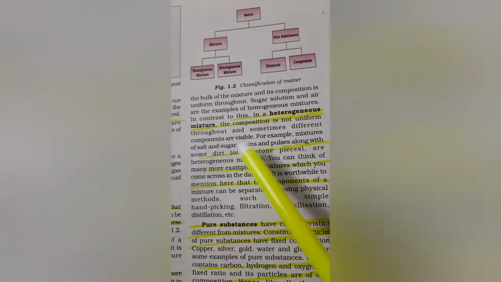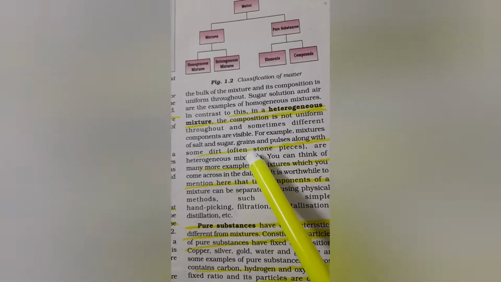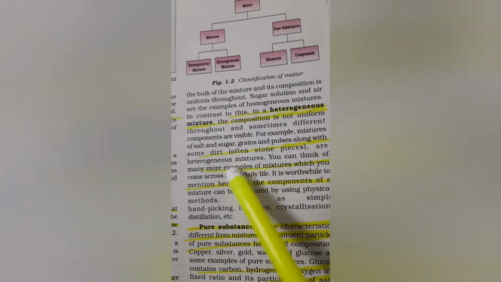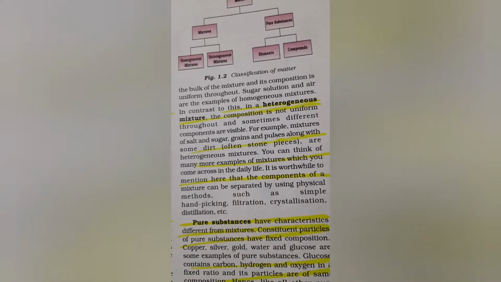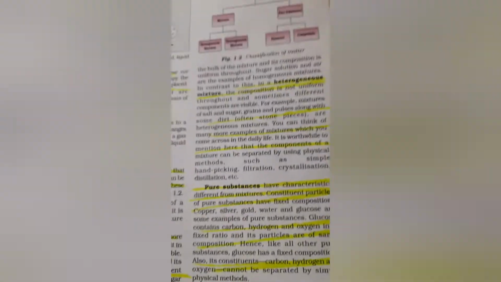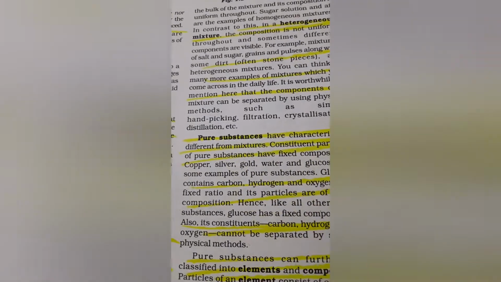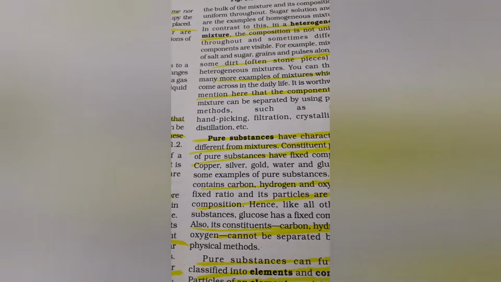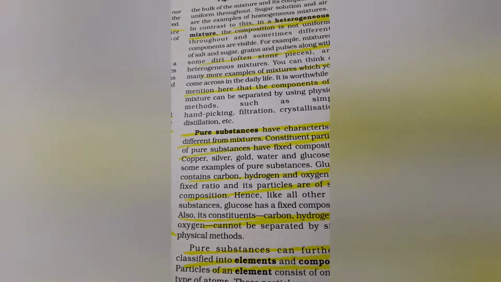See, in a heterogeneous mixture, the composition is not uniform throughout. Suppose mixtures of salt and sugar, grains and pulses along with dirt, these are all heterogeneous mixtures. It's not uniform throughout. So many examples of mixtures you can come across in day to day life, and you can separate them by using methods like hand picking. See, from sand you can pick stones and remove them like that. Filtration, crystallization, distillation, all these methods are there.